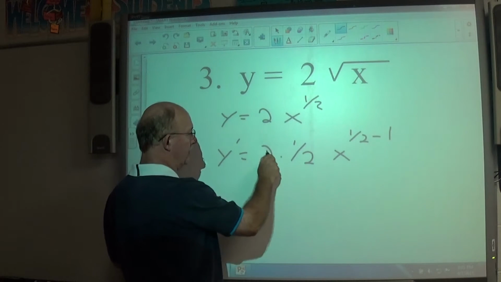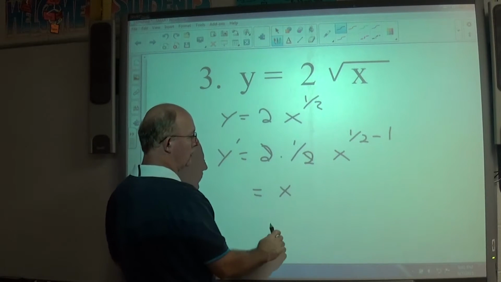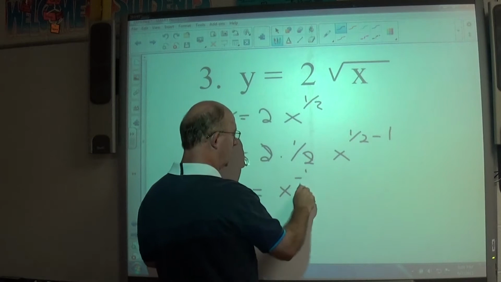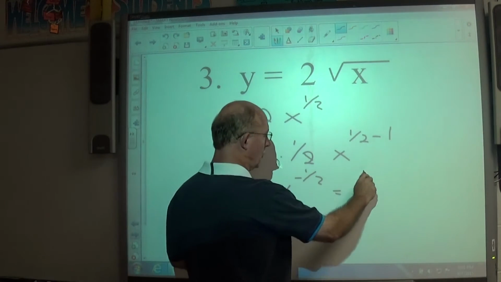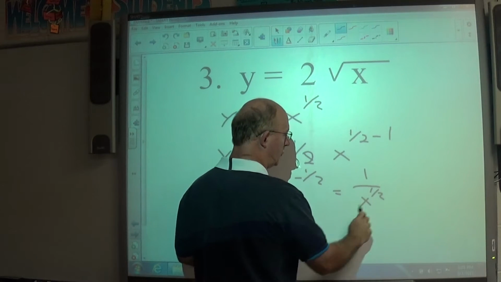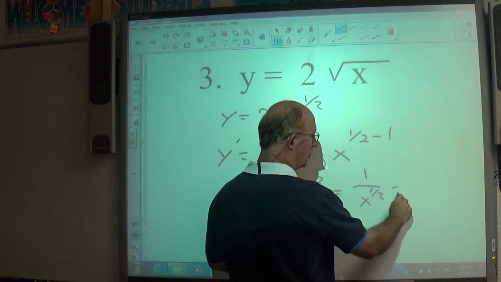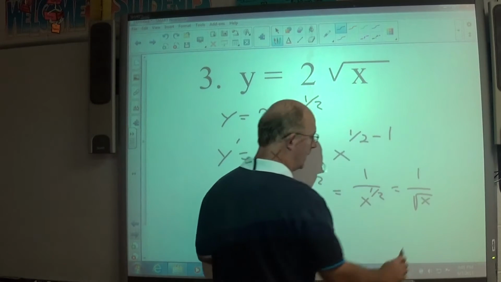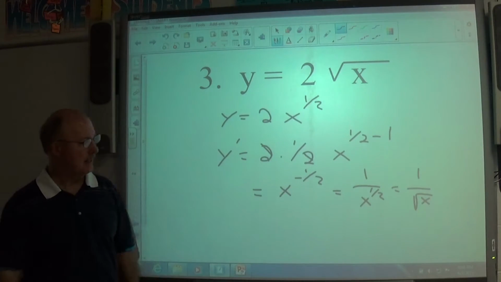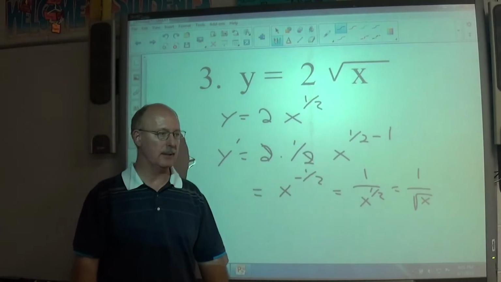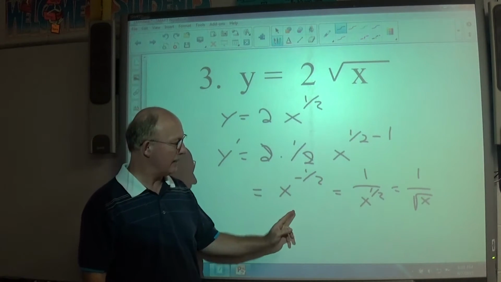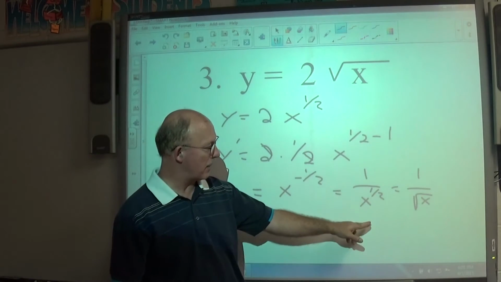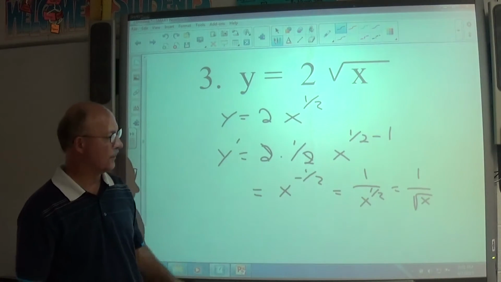Now, 2 times 1/2, these cancel out, gives you x to the, now 1/2 minus 1 is -1/2. So x to the -1/2 is the same thing as 1 over x to the positive 1/2, which is also equal to 1 over the square root of x. If you want to write it back in radical notation, this is what the radical answer will look like.